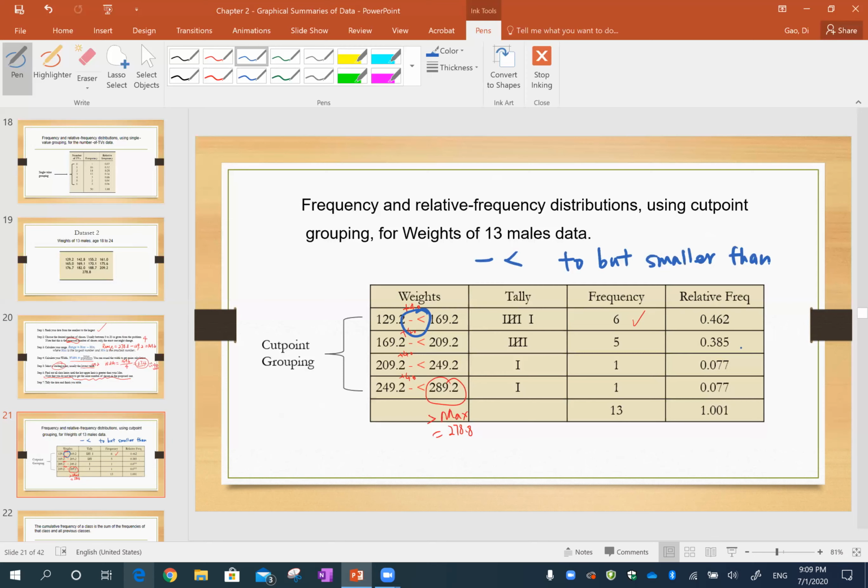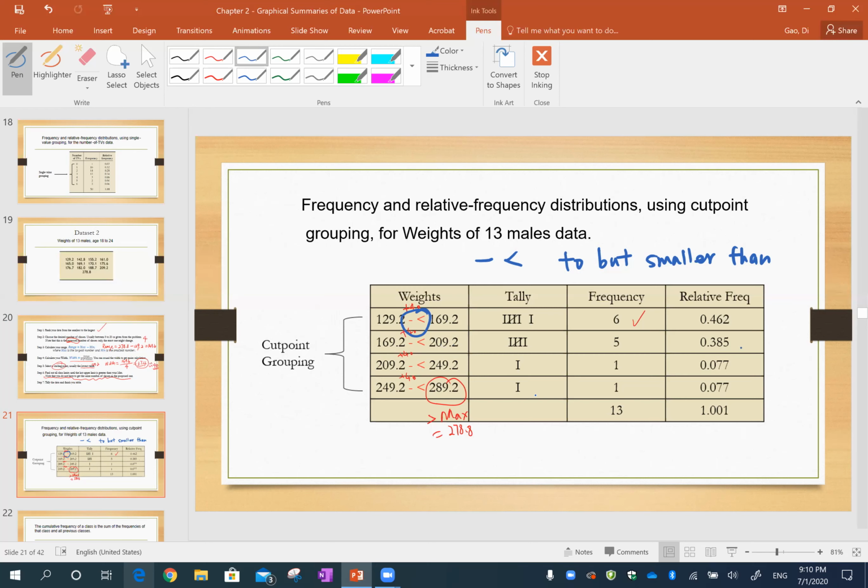So for the first class, the numbers that are going to be put in the first class are from 129.2 but smaller than 169.2. So up to this number, but not including this number in this class. So 169.2 is included in the second class, up to a number 209.2, but not included. Then if we see 209.2, we know the second class is up to this number, not including it, so it is going to be in the third class. So I have one value here and one value here.